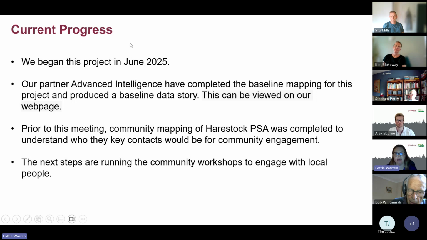As I mentioned, Advanced Infrastructure have now completed our baseline mapping for Hairstock, and they've produced what they call a baseline data story. This is essentially something that you can access that takes you through some of those maps that I've shared and gives you some more information. We're going to be uploading this onto our webpage, so if you are interested, you can view it. We're also hoping that we can use your email addresses. I'm going to ask you at the end of this if you're happy.